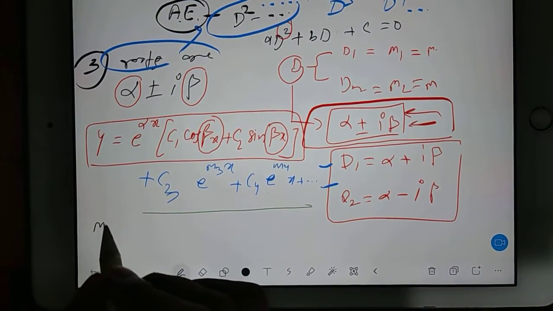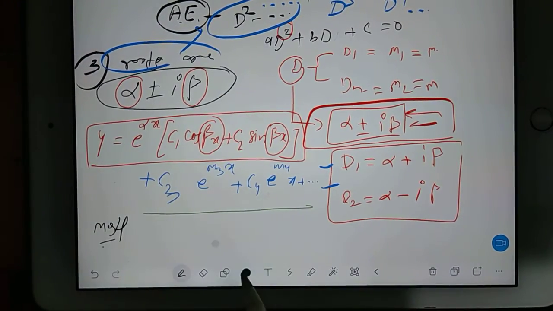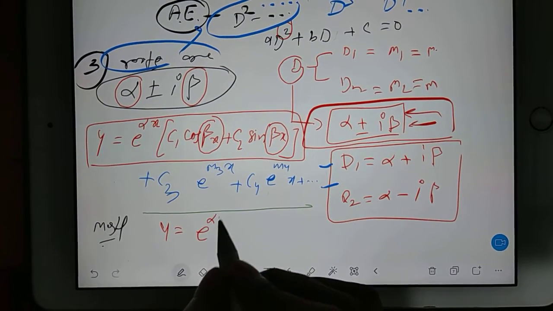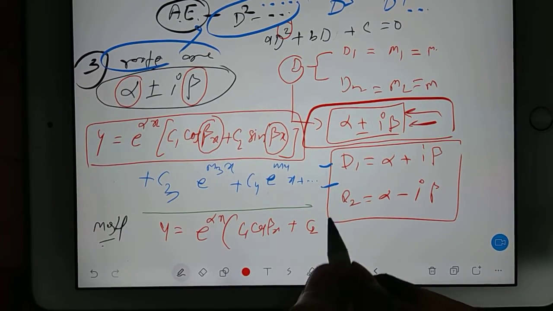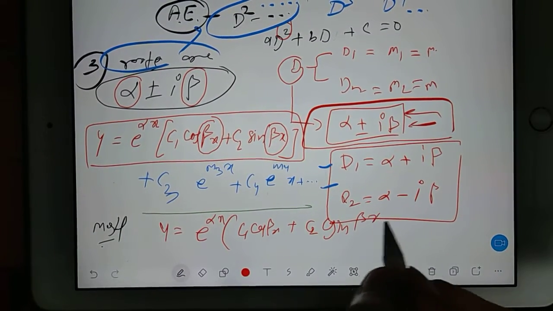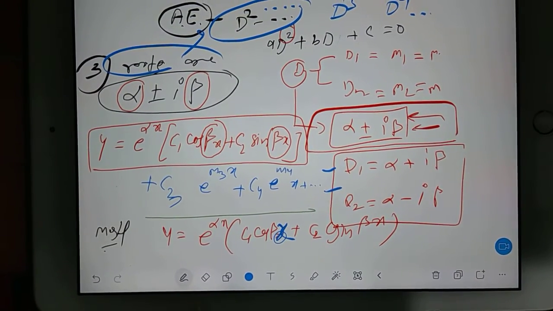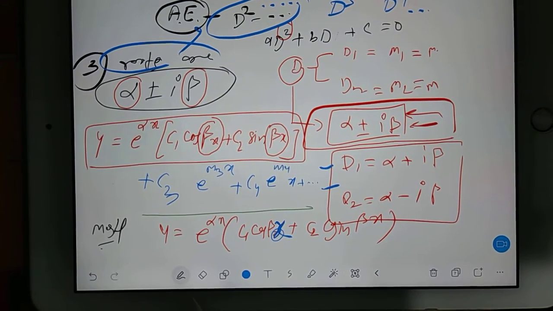So mostly we get only the 2 conjugate type questions in GATE exam. So we get y is equal to e power alpha x, c1 cos beta x plus c2 sin beta x. This x is not in suffix, this is in multiplication.